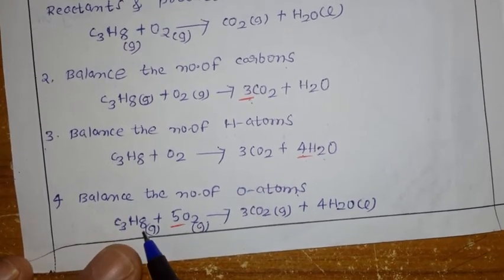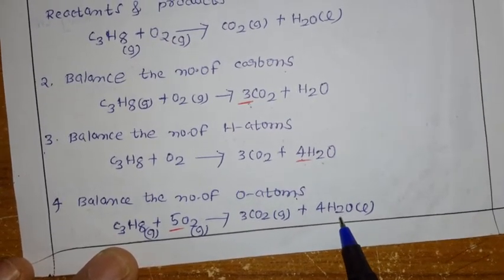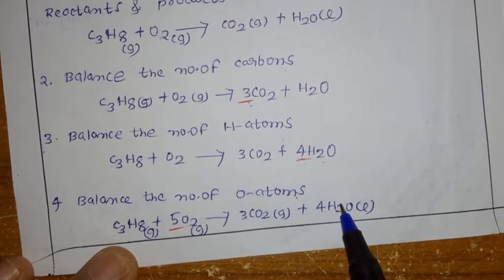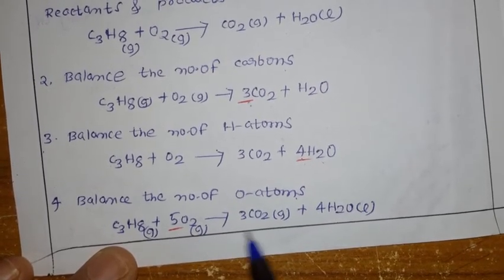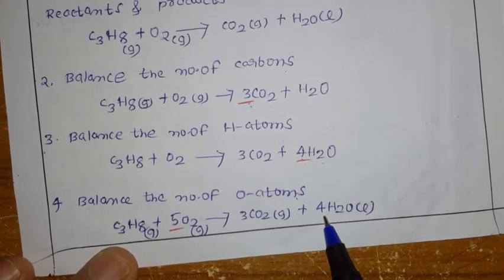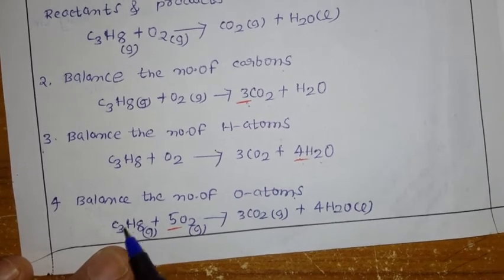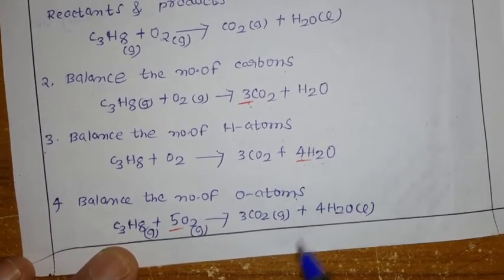Now hydrogen: we have 8 at the reactant side, and at the product side also we have 4 into 2, which means what? 8. Okay, you have to multiply with the subscript. Next, oxygen: in total we have 5 into 2, which means 10. Here also 3 into 2, 6, plus 4. Okay, in total how many oxygen atoms are there? 10, 10, 10. So this equation is called what? A balanced chemical equation.